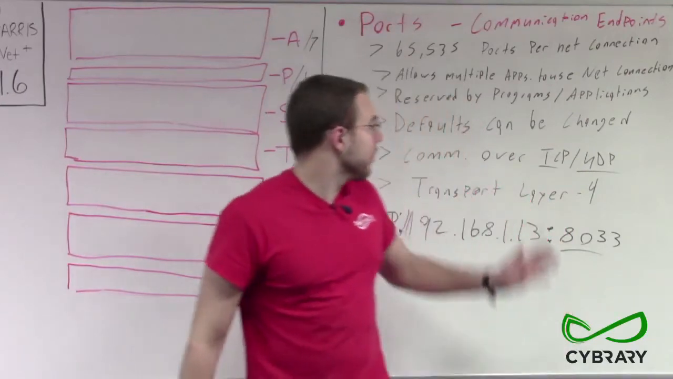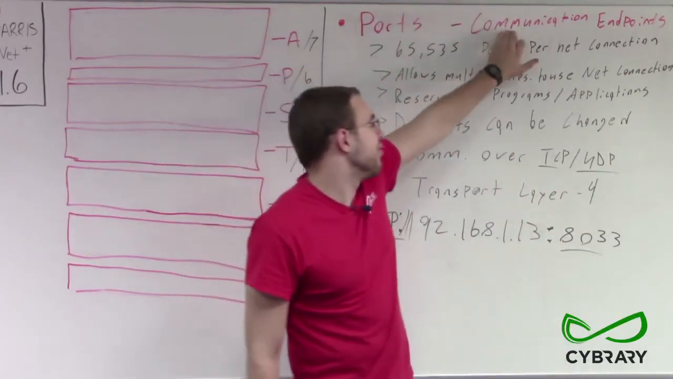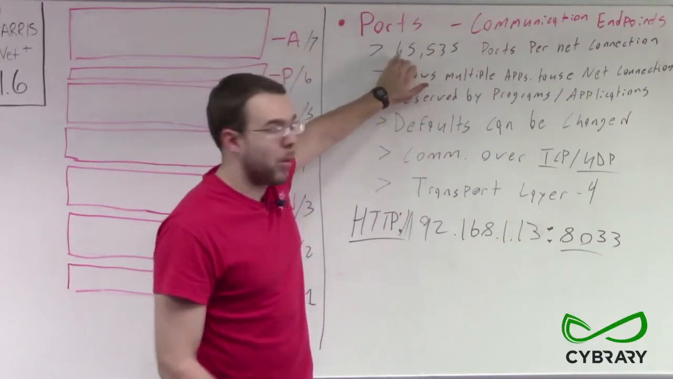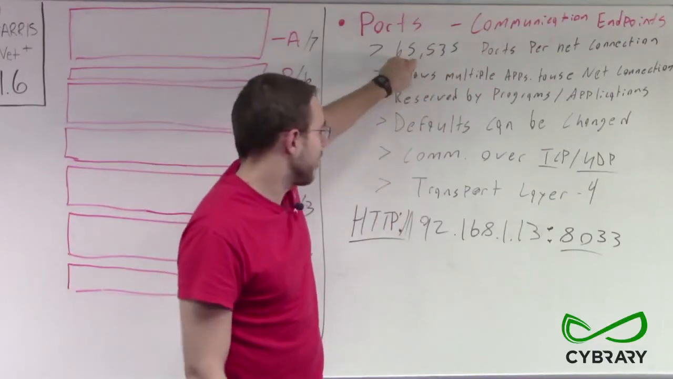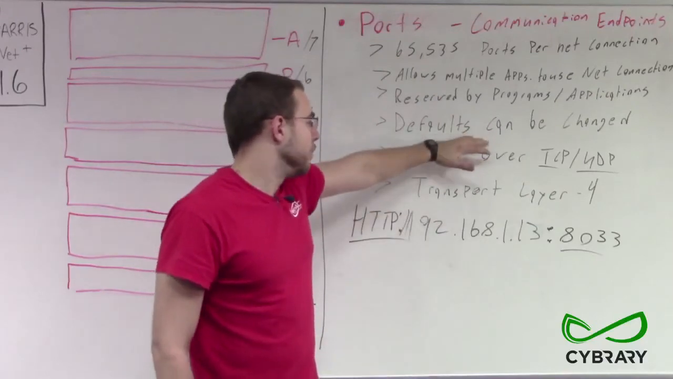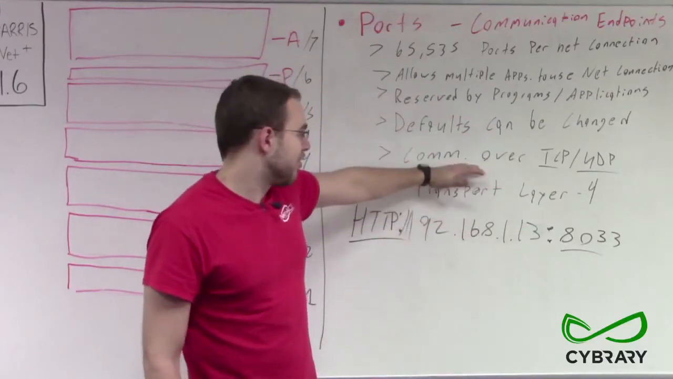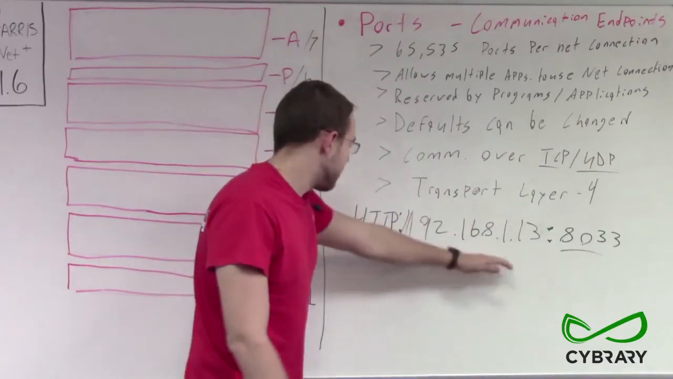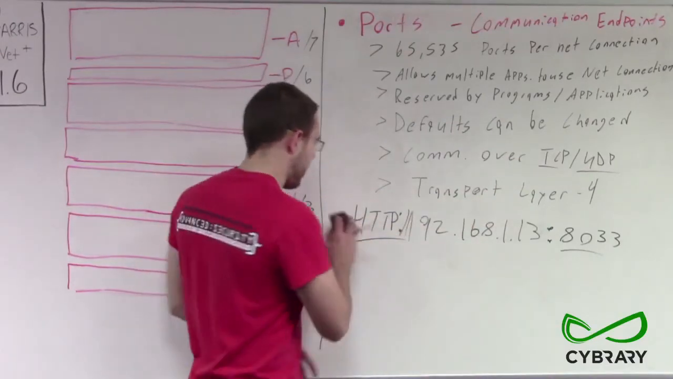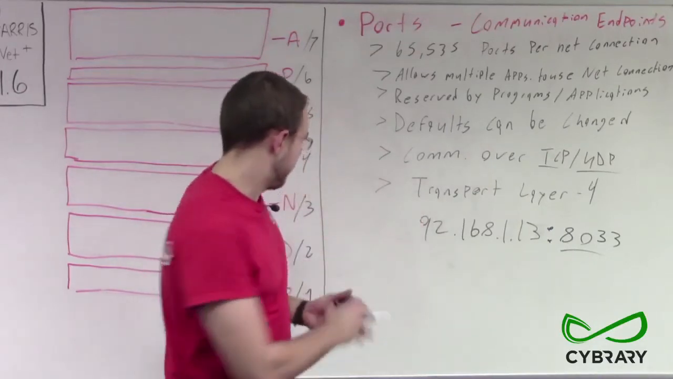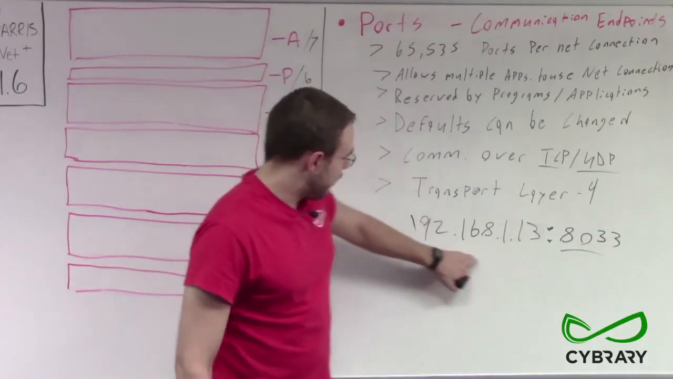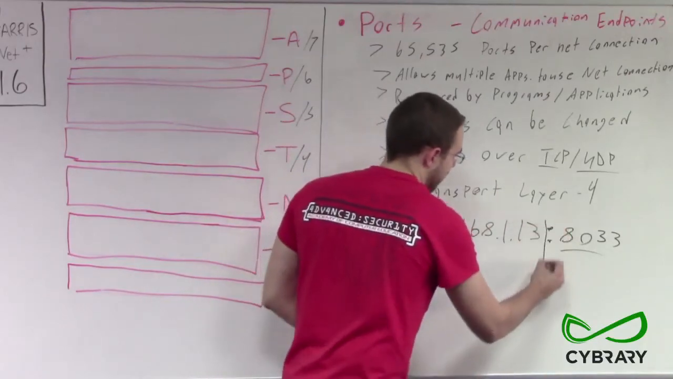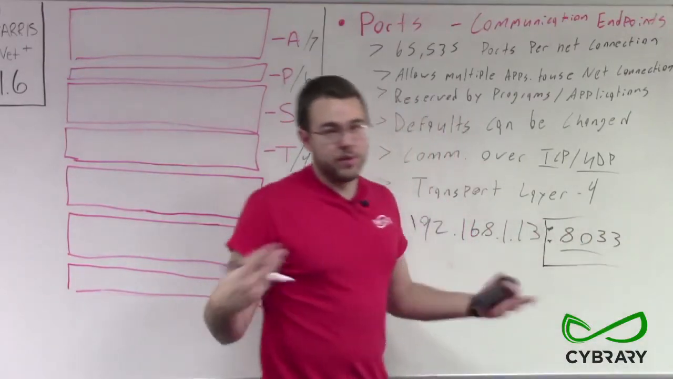So just remember, our ports are communications endpoints. We have 65,535 ports per IP address, ports per connection. Default ports can be changed. Communications are TCP or UDP, transport layer 4, and a port looks like this: 192.168.1.13 is our IP address, with a colon meaning port number, whichever port number we have.